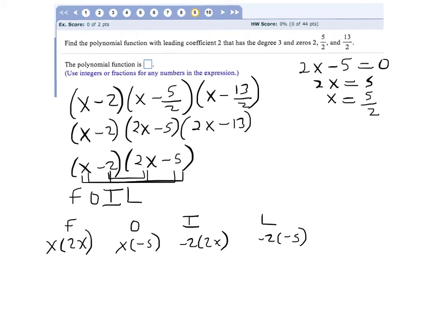So multiplying these, x times 2x is 2x squared. X times negative 5 is negative 5x. Negative 2 times 2x is negative 4x. And negative 2 times negative 5 is positive 10. Combining like terms, I end up with 2x squared minus 9x plus 10.